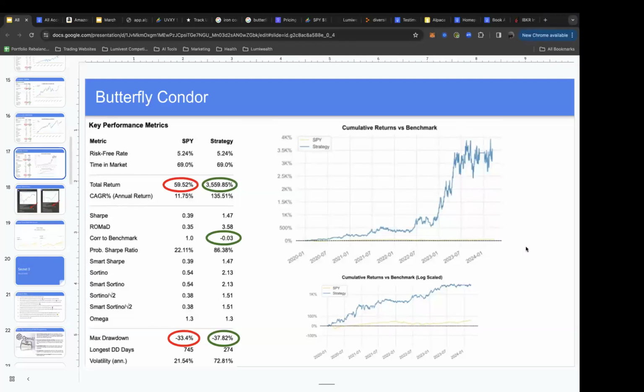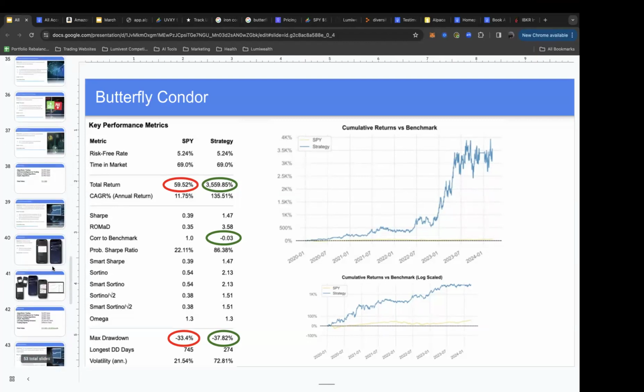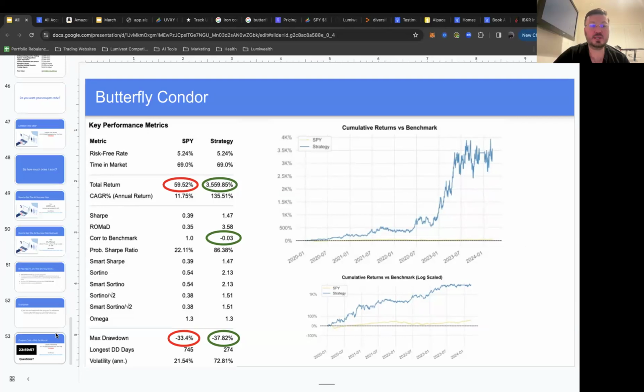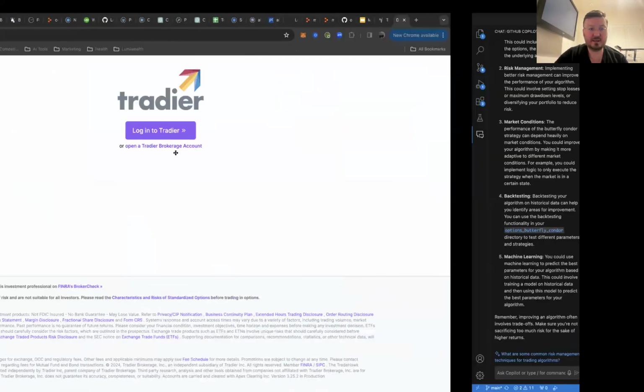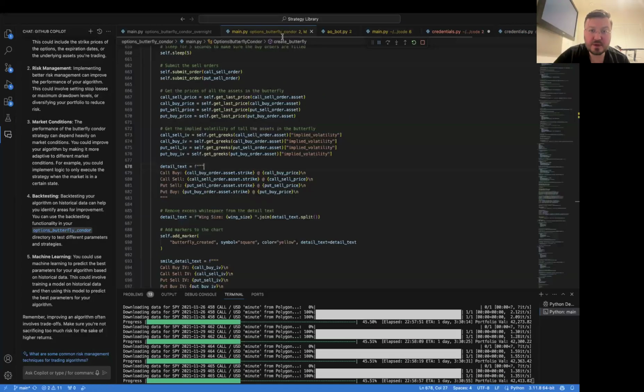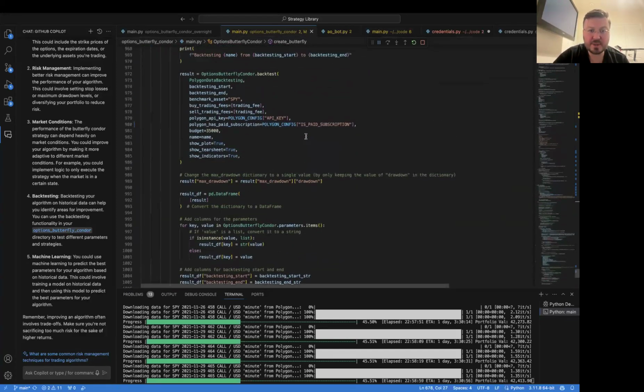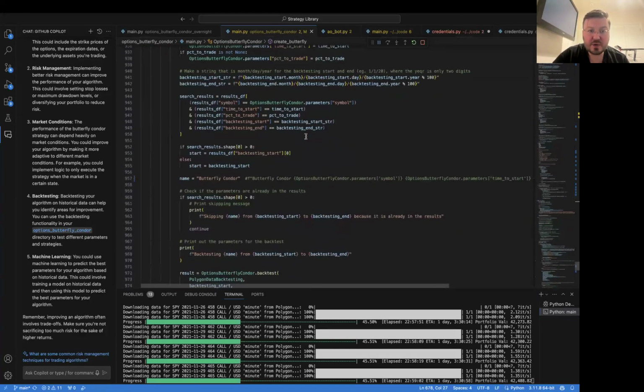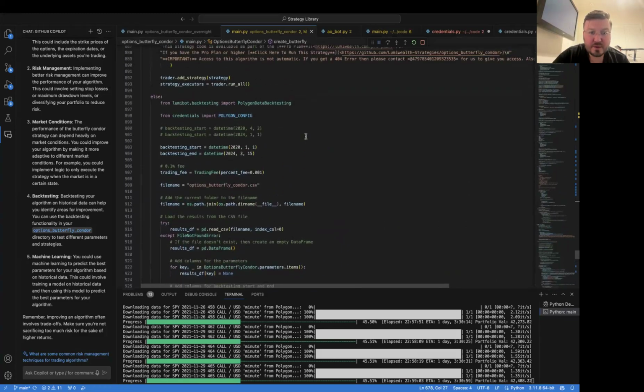Okay. And the last one was: do you take into account slippage, commission cost, spreads? Yeah, so what we do is we add it to our algorithm. Let me show you here, butterfly condor. At the bottom here, we include a trading fee essentially, right? So that should cover slippage, commissions, all that kind of stuff.